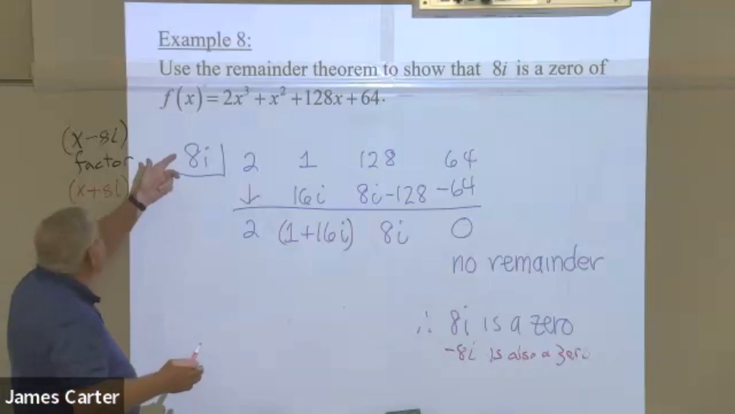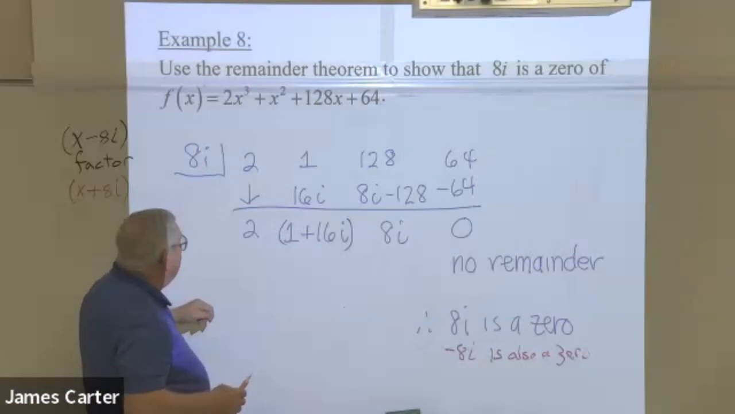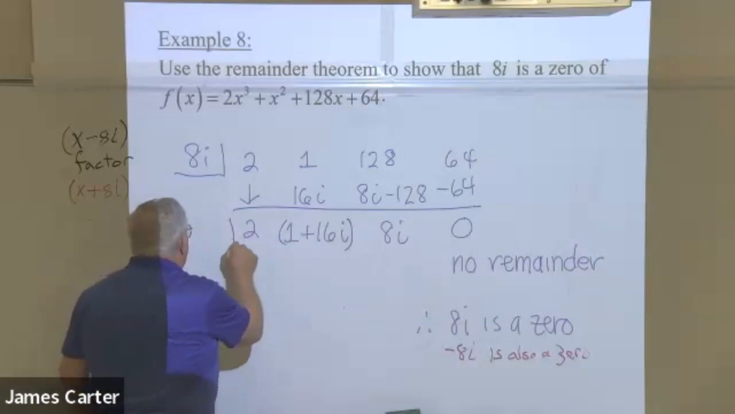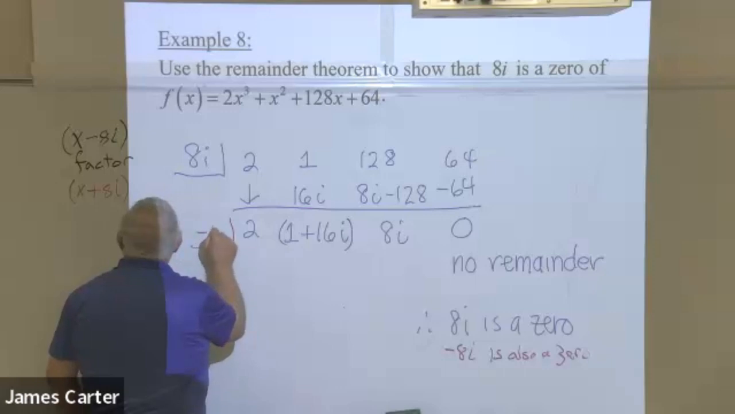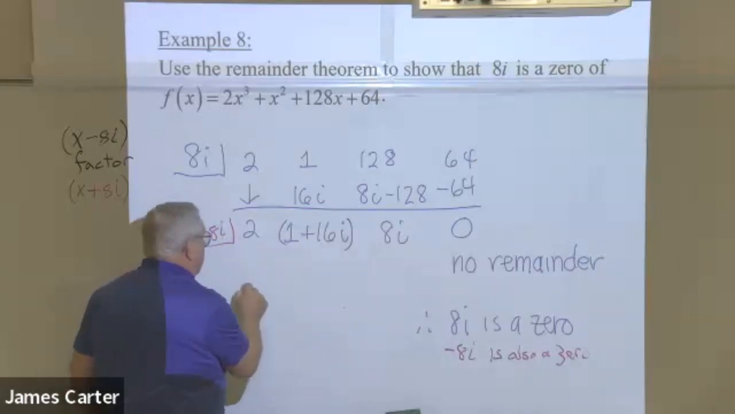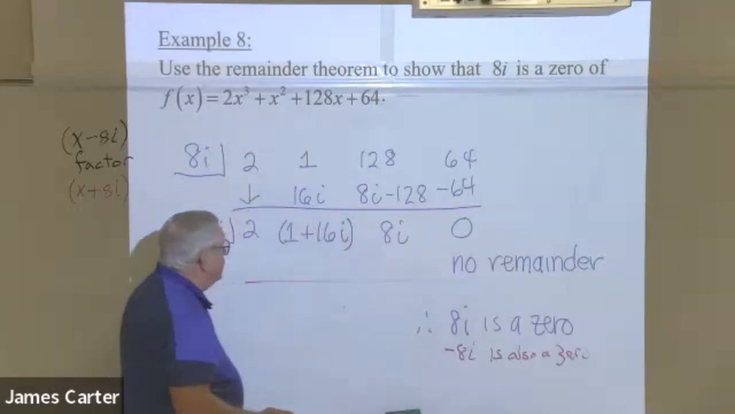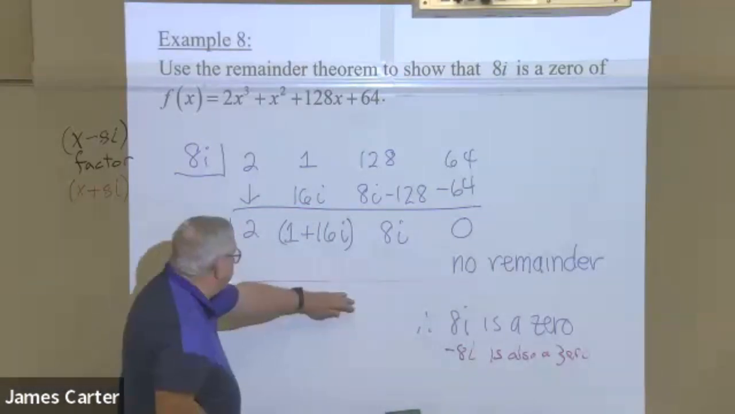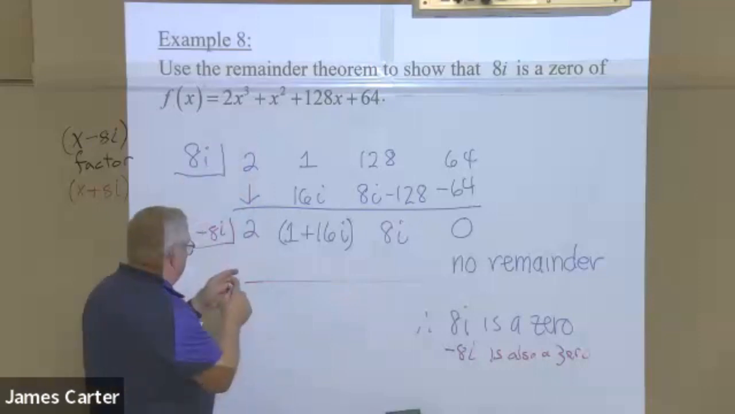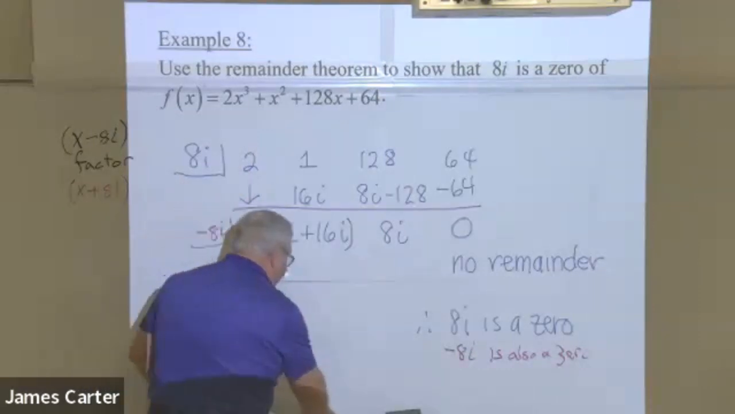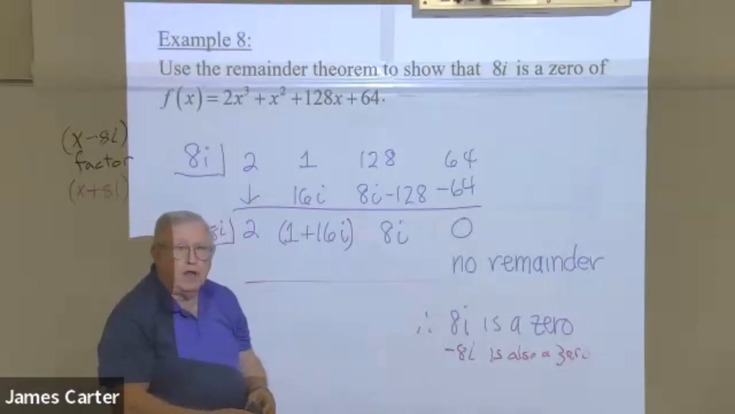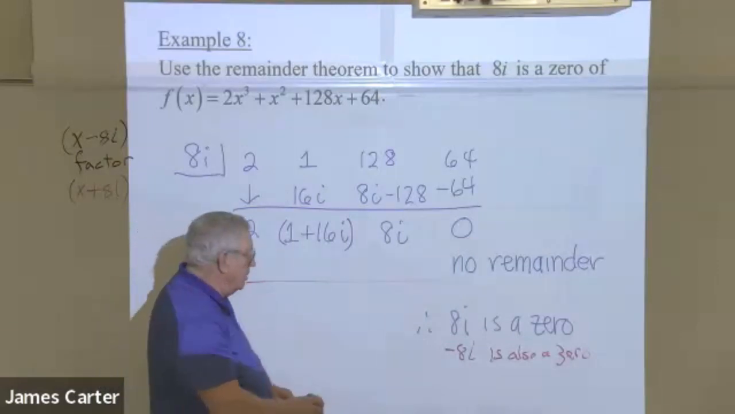Now, how would we find that third x value? Well, we would divide this by 8i and continue like we did before. Okay? And our answer down here would give us our final x value. I'm not going to do this. It's very similar to what we did on the radical problem just a few moments ago.